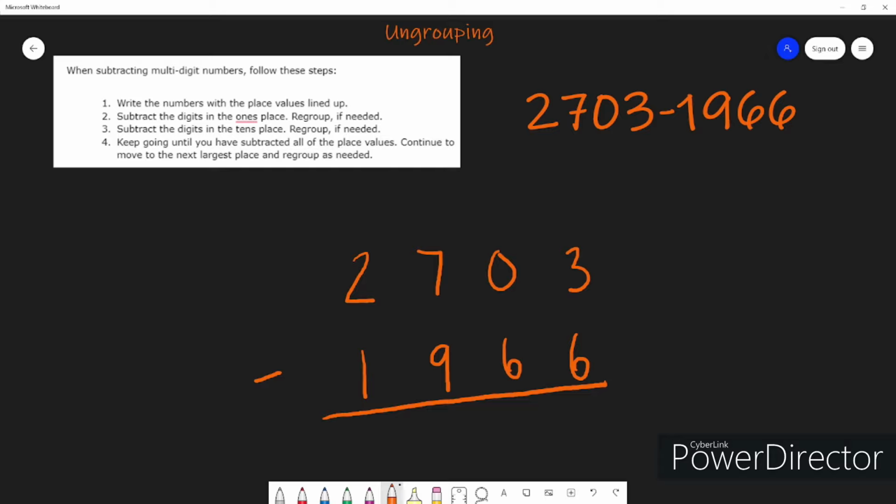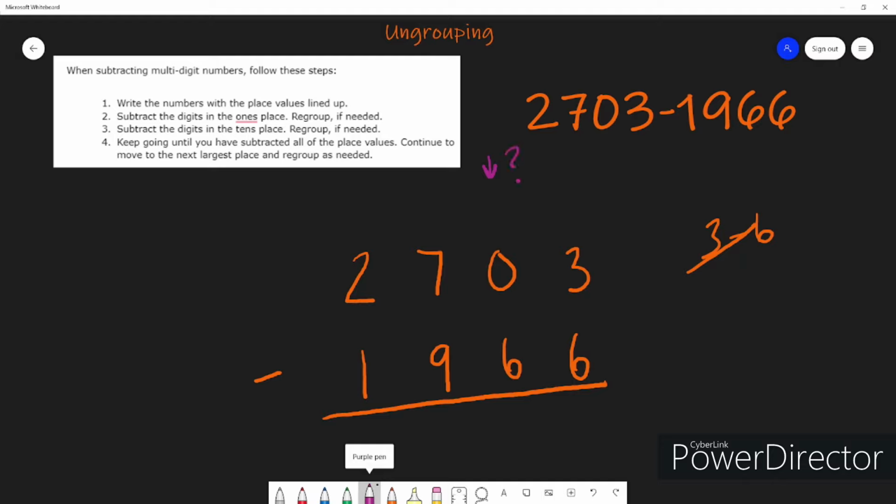So 2,703 minus 1,966. The situation comes in after step 2: subtract the digits in one place, regroup if needed. So we notice we're unable to do 3 minus 6 in the ones spot. So we have to regroup. And with regrouping, we notice we now have a 0 in the tens place. So what are we supposed to do here?